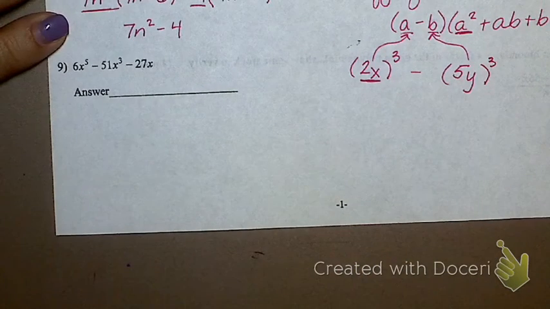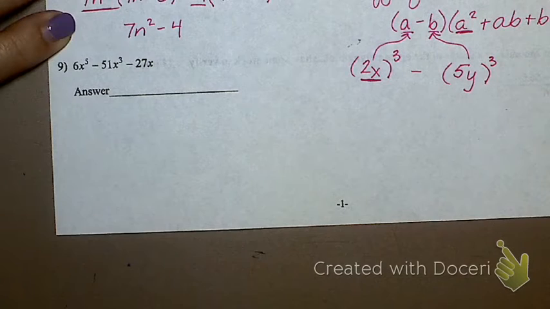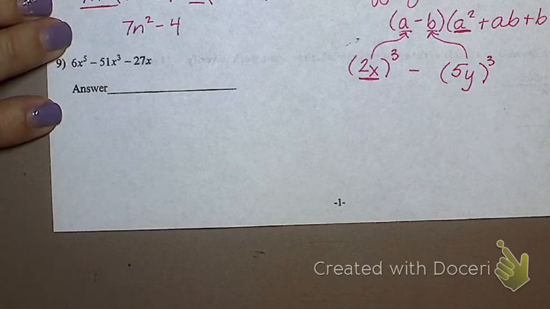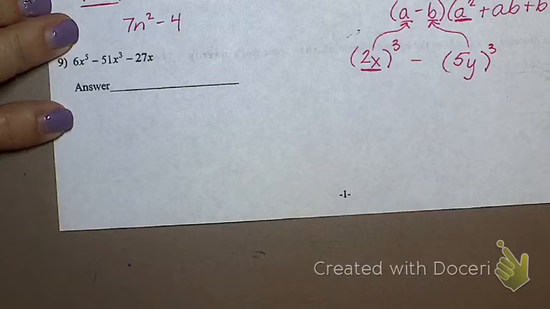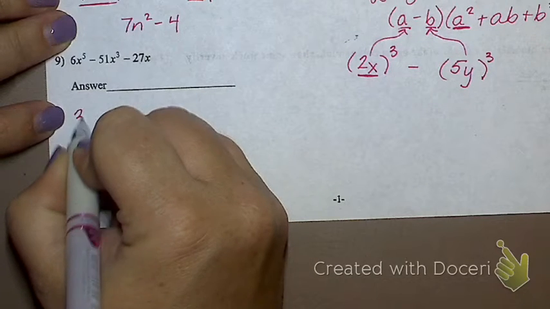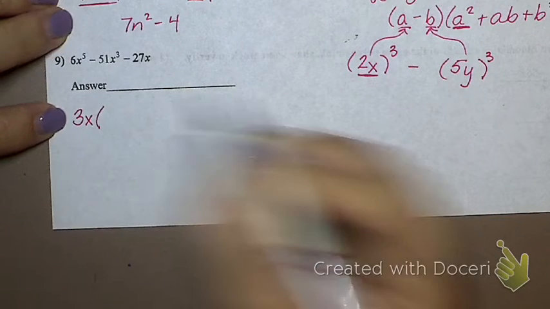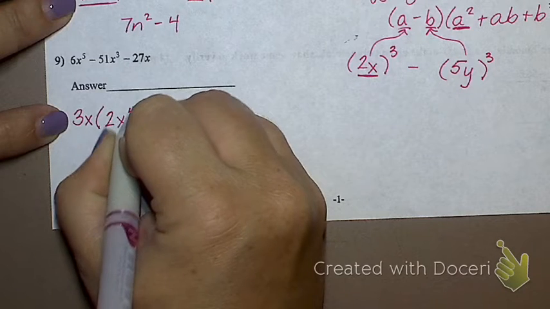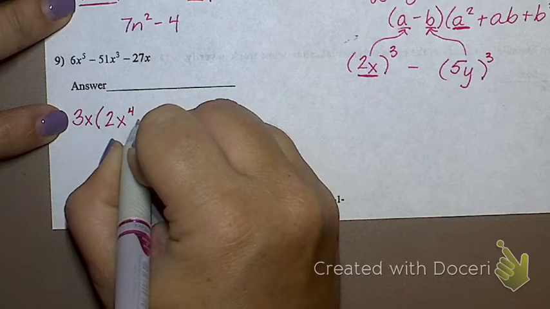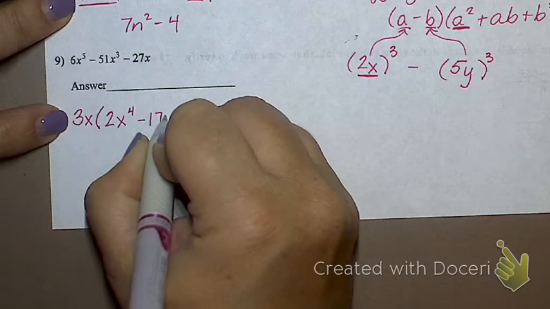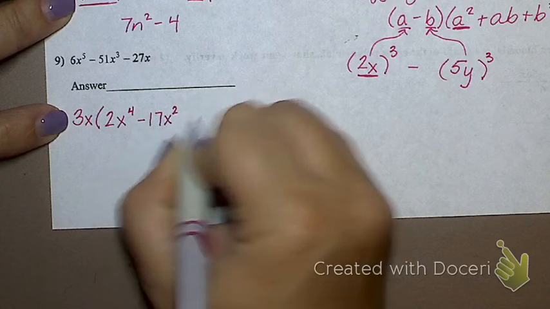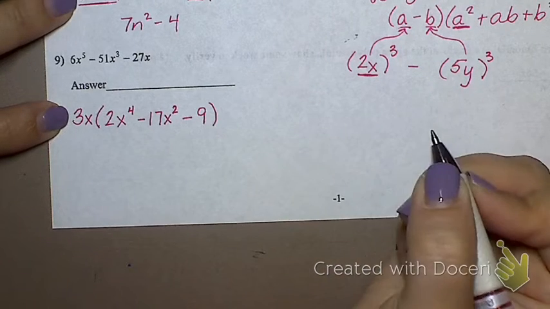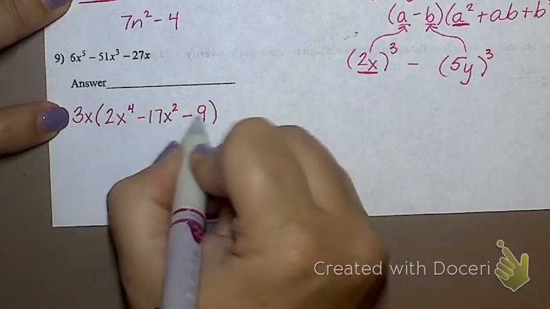All right, next one. This one's the one that's worth the most amount of points. Wonder why. What do they have in common? 3x. Okay, if I take out 3x, what's left? 2x to the 4th minus 17x squared minus 9. Okay, nothing's left in common, so I know I took out enough.